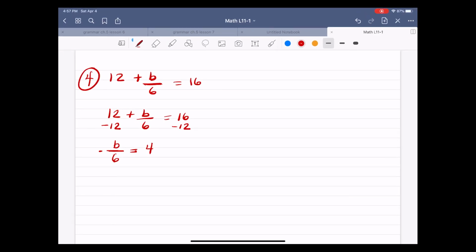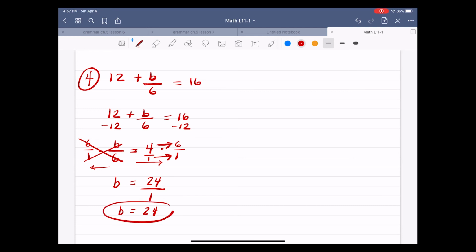So I'm going to multiply by 6 over 1. If I multiply the left side, I have to multiply the right side. So I'm going to multiply by 6 over 1. Remember, I can turn that 4 into a fraction by putting it over 1. So now 6 and 6 cross cancel. B times 1 is 1b, which leaves us with b equals, multiply fractions straight across to solve them. 4 times 6 is 24 over 1 times 1 is 1. B equals 24.